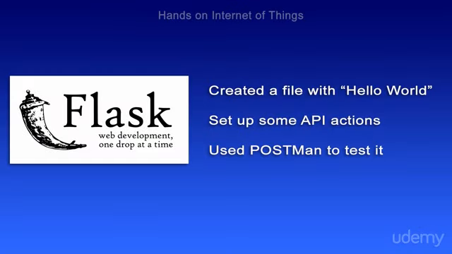In this module, we created a file with a hello world in it. We set up some API actions, and then we used Postman to test it out with an API call. Flask is extremely powerful, and it's all you need to get your API up and running fast. As you'll see in the next modules, we'll set up a fully functioning API with very little coding, and it'll be backed by a database.